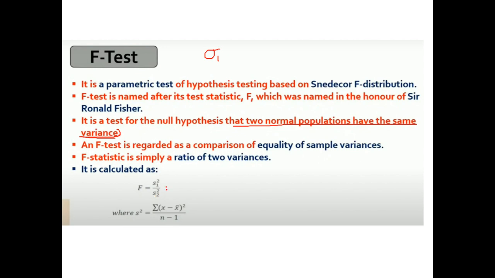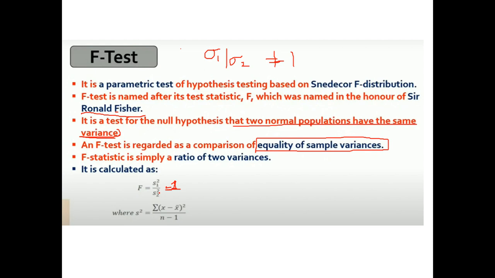When they are the same, this value will be equal to 1. So the null hypothesis in mathematical format will be written as sigma 1 divided by sigma 2 equal to 1, and our alternate assumption will be not equal to, right? This will be H naught, the null hypothesis. So this is the equality of sample variance we are interested in calculating. That is why we are using the F test. It is named after Ronald Fisher, and he used the first initial, I think, so it's called the F test.